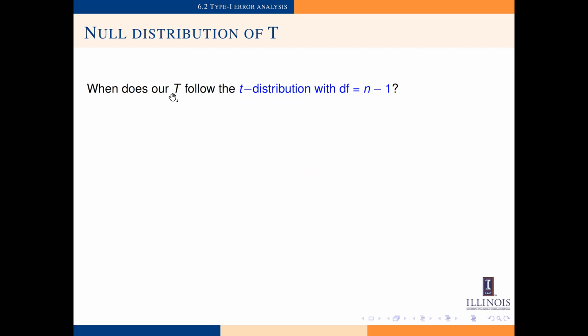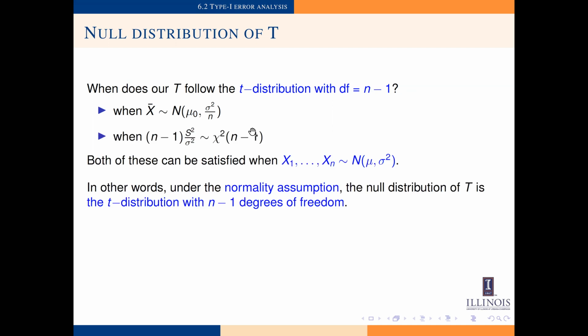So when does our test statistic t follow the t distribution with n minus 1 degrees of freedom? Well, I'm not sure whether you have learned about this, but there are two assumptions that need to be satisfied. The first is that x bar follows the normal distribution with mean mu0 and variance sigma squared divided by n. So the x bar needs to be normally distributed. In addition, n minus 1 times the sample variance estimate divided by sigma squared, which is the true population variance, should in theory follow the chi-square distribution with n minus 1 degrees of freedom.